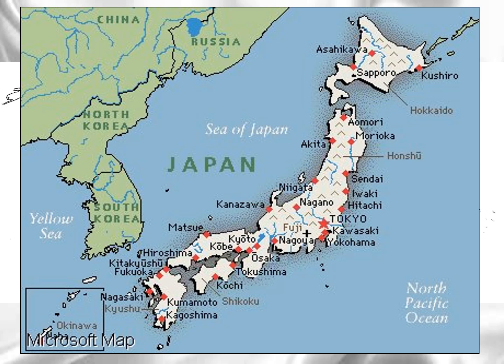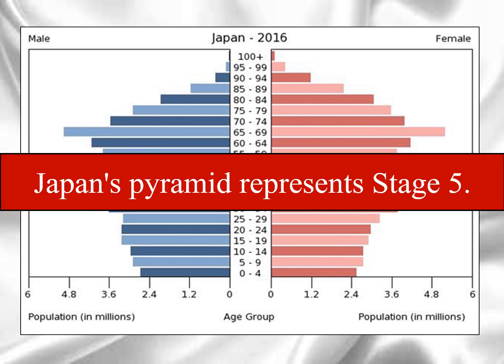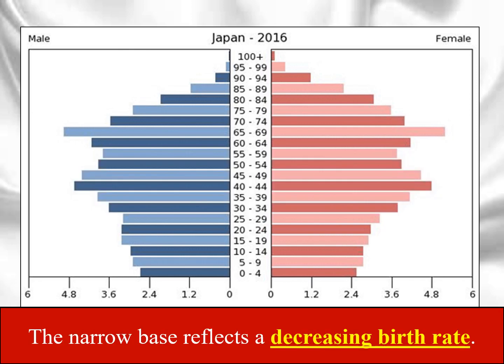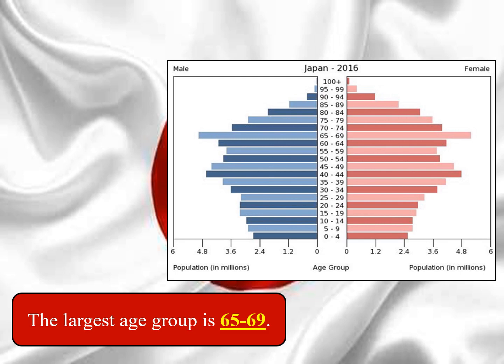Japan, which is a highly developed country though, has actually moved again to stage 5. What we see in Japan is that because women are in the workplace, because they live in urban areas, because having children is expensive, we see the average woman in Japan actually has less than 2 children. So what we see is an increasing elderly population and a decreasing younger population. So Japan's pyramid represents stage 5. The narrow base reflects a decreasing birth rate. The population is aging and declining slightly overall. The largest age group is 65 to 69.